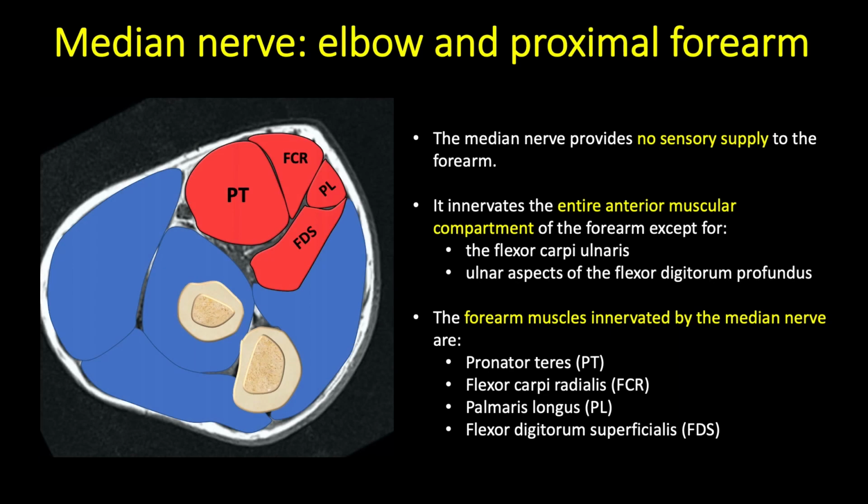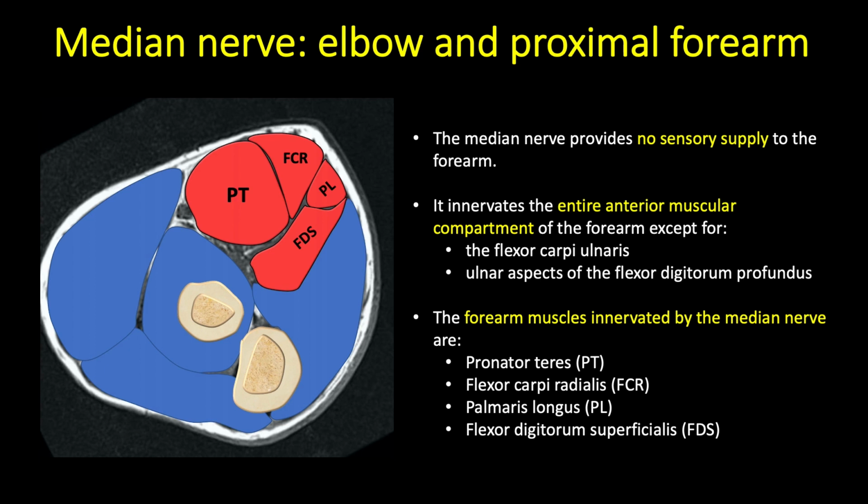Now we move to the median nerve at the level of the elbow and proximal forearm. Before looking at the anatomy, we first have to consider that at this level the median nerve does not provide any sensory supply. Conversely, it innervates the entire anterior muscular compartment of the forearm, with the exception of the flexor carpi ulnaris and the ulnar aspect of the flexor digitorum profundus.